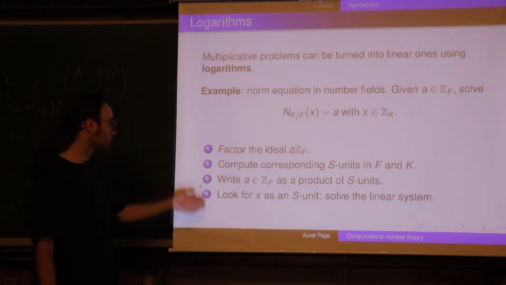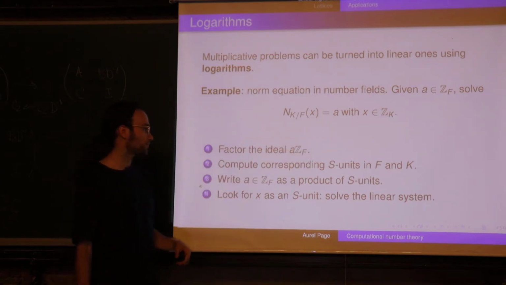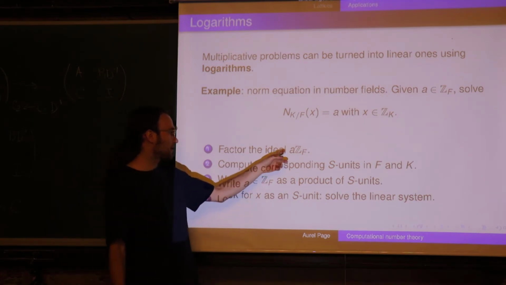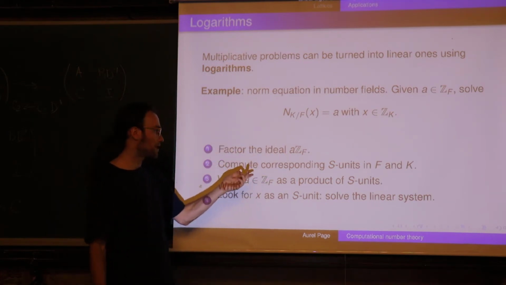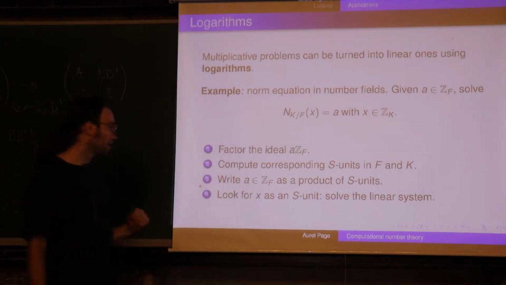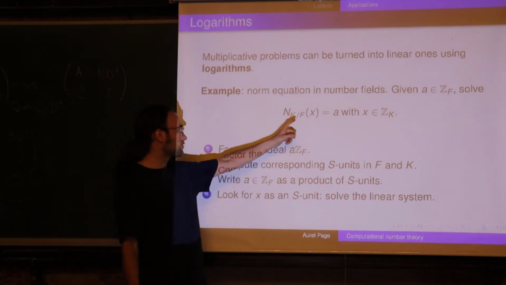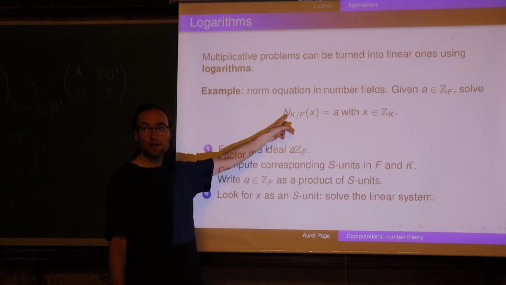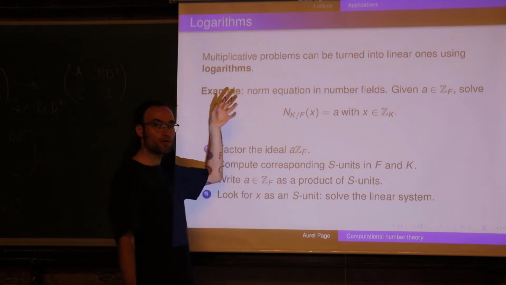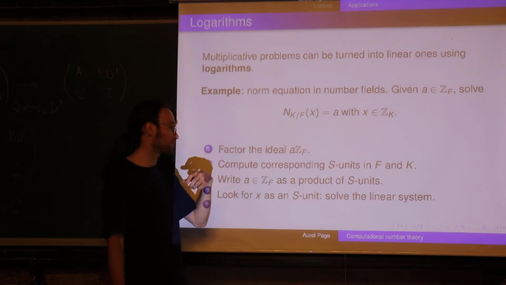So you can do it as follows. First, you consider the ideal generated by A, and you factor it. That will give you a bunch of primes, and the point is that the set of primes that you obtain will have the property that A is an S-unit. And then you can compute the groups of S-units of F and of K, and now this is just a linear equation for a map from the S-unit group of K to the S-unit group of F.